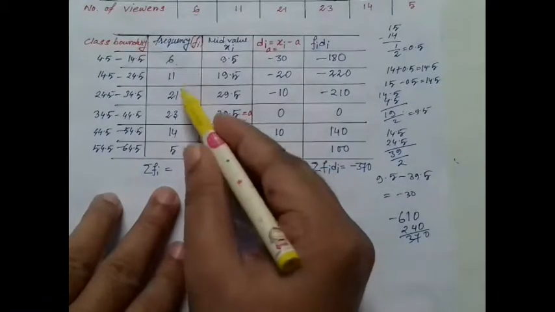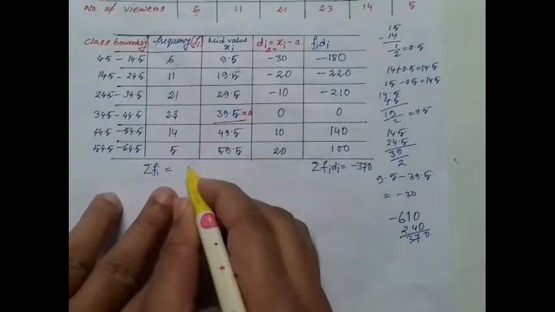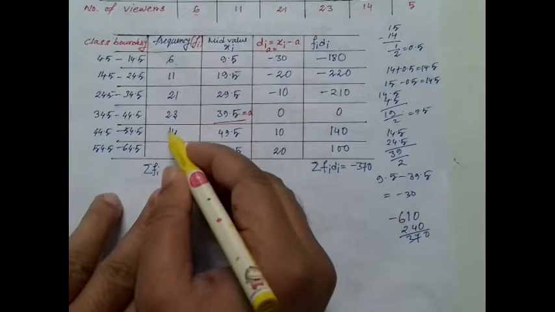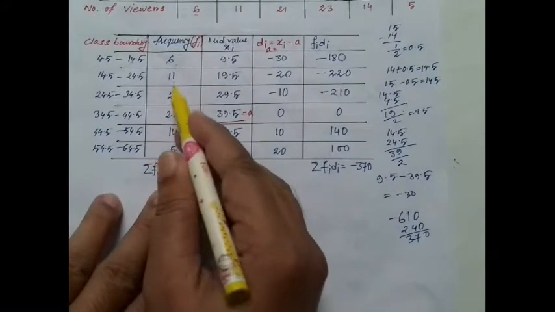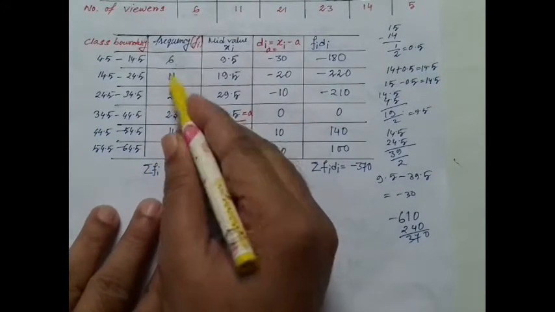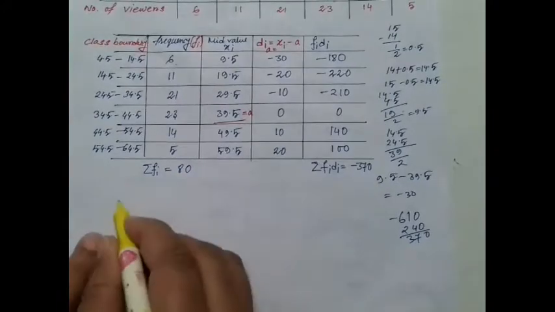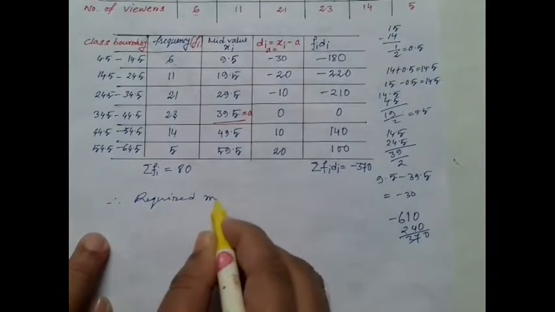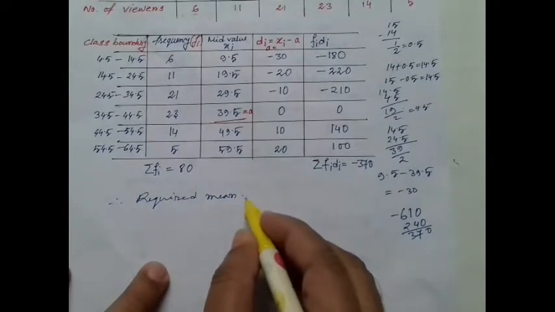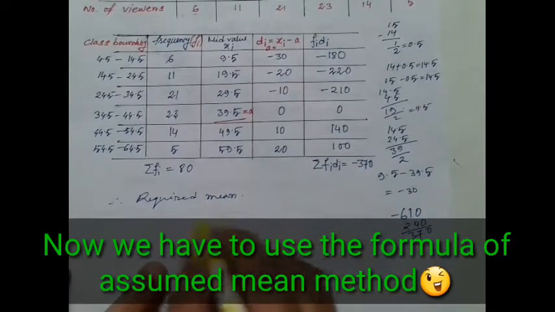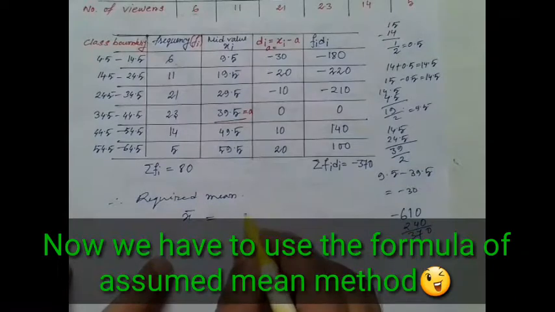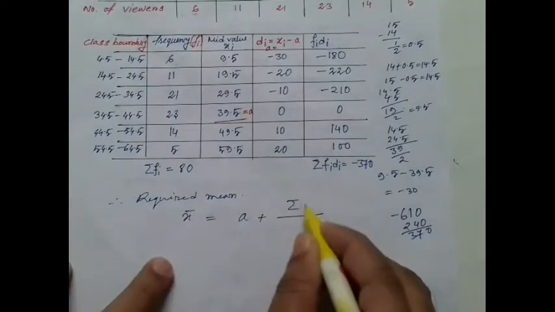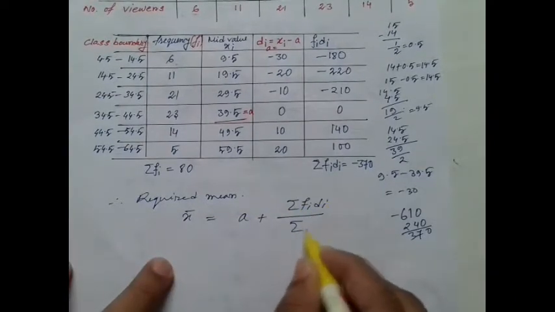9 plus 3, 12, 12 plus 2, 14, 14 plus 6, 20, 2 remaining, 3 plus 4, 7, 7 plus 1, 8, 80. Now, therefore, the required mean. Now we can use the formula that we got in the assumed mean method. Required mean x bar equals a plus summation fi di by summation fi.